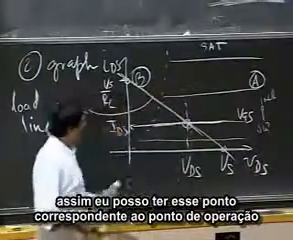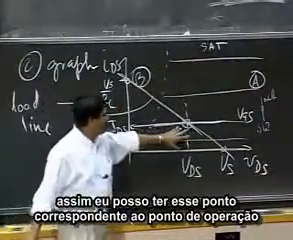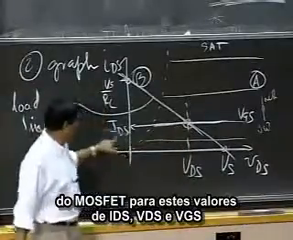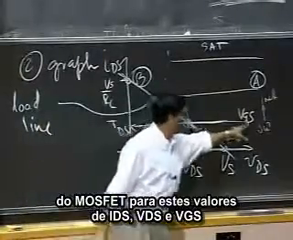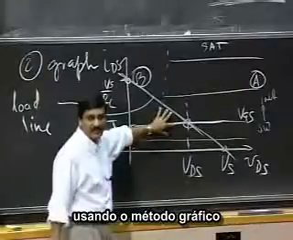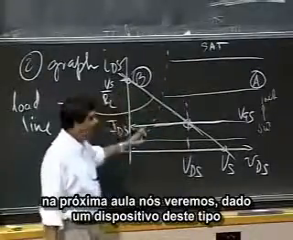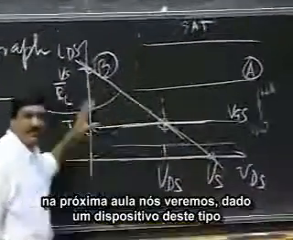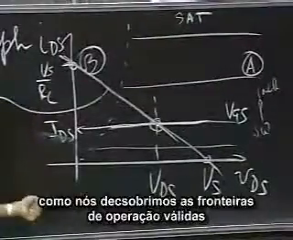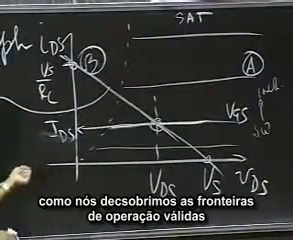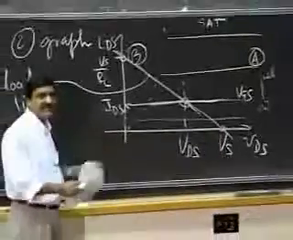Okay, so I can get this point corresponding to the operating point of the MOSFET with its IDS, VDS, and VGS by using the graphical method. In the next lecture, we're going to look at, given a device of this sort, how do we figure out the boundaries of valid operation so that the MOSFET stays in saturation?